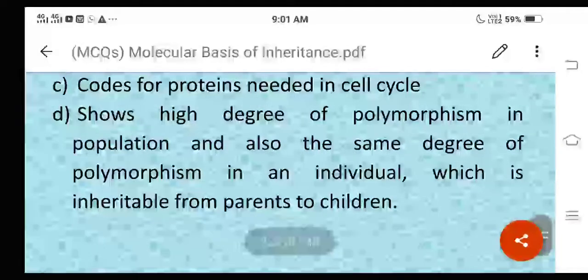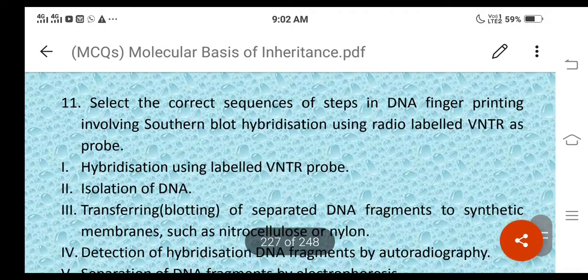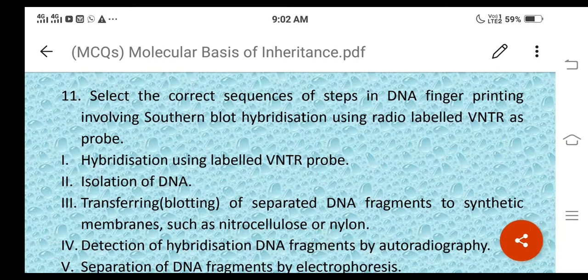Satellite DNA shows high degree of polymorphism in population and also the same degree of polymorphism in an individual, which is inherited from parents to the children. So option D is the correct answer, right? And let us move on to the next question. Question number 11. Select the correct sequence of steps in DNA fingerprinting involving Southern blot hybridization using radio labeled VNTR as probe, right? And what is the correct answer here?